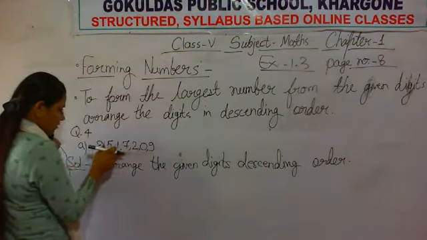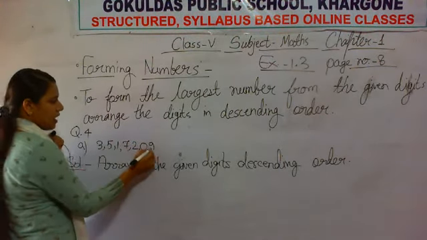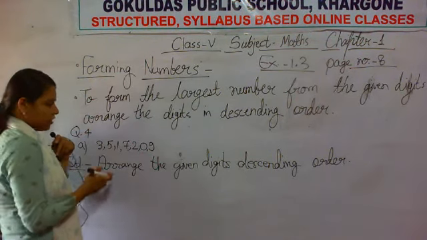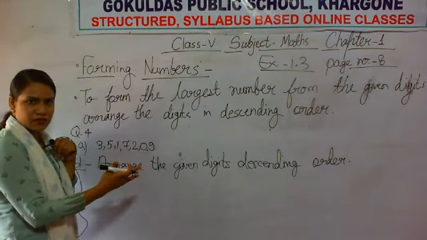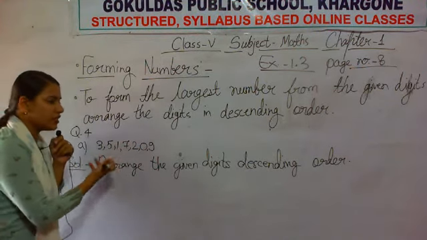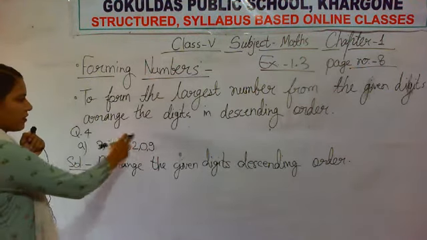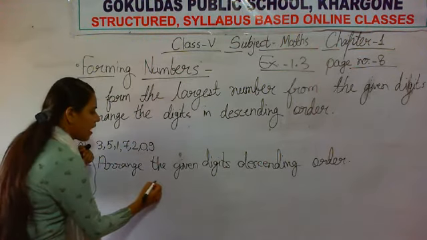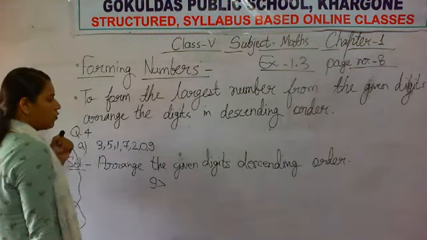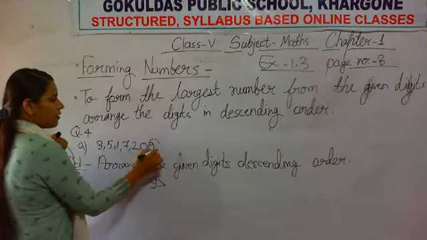So, see here, in the given digits, which one is the largest? Is 3 largest out of these? Is 1 largest out of these? No. Is 0 largest out of these? No. Then which digit is largest among these? 9. Right. 9 is largest. So, I write 9 first. Okay. Then we have done with the 9.